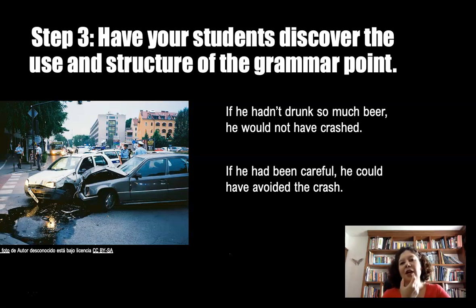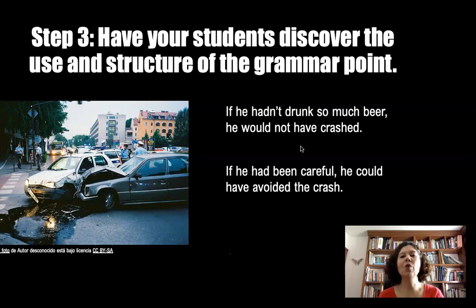Okay, so here we have the example of a car crash. How can I use a car crash to teach TL, to teach grammar? Well, I know. I can use the third conditional. Remember, past unreal. And I look at this picture and I think, well, if the driver hadn't been careless, he wouldn't have crashed. And you have some examples here. If he hadn't drunk so much beer, he would not have crashed. If he had been careful, he could have avoided the crash.